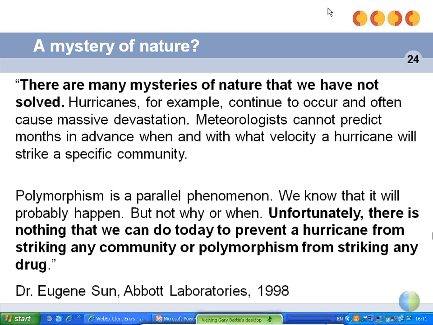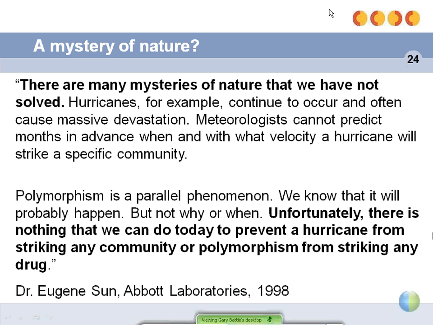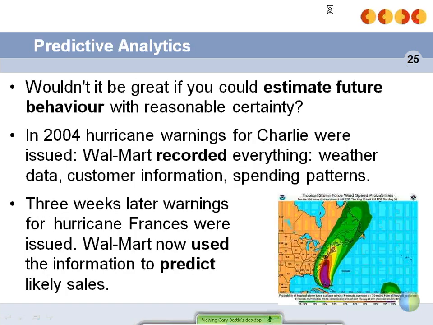This next slide shows that in the years since Eugene made this comment, the prediction of the track of hurricanes has improved to a point where it allows us to make preparations, be they to evacuate, organise emergency responses, or to stock the shelves in one of our stores. Now, we'd like to apply the same type of approaches to polymorphism.